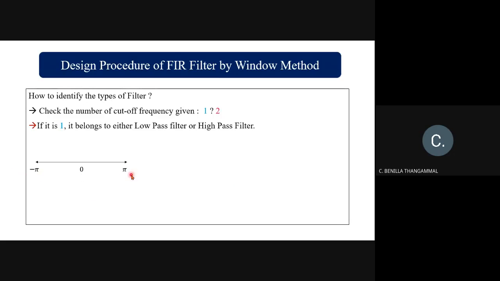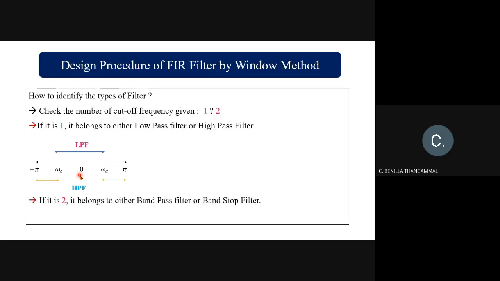So the range minus pi to plus pi is segmented into two pieces, 0 to pi and 0 to minus pi. Minus omega c will be placed in between 0 and minus pi, and omega c will be placed in between 0 and pi. If Hd of e power j omega is defined for the range of minus omega c to plus omega c, then the filter is said to be a low pass filter. If the desired frequency response is defined for the range of minus pi to minus omega c and omega c to pi, then the filter is said to be a high pass filter.